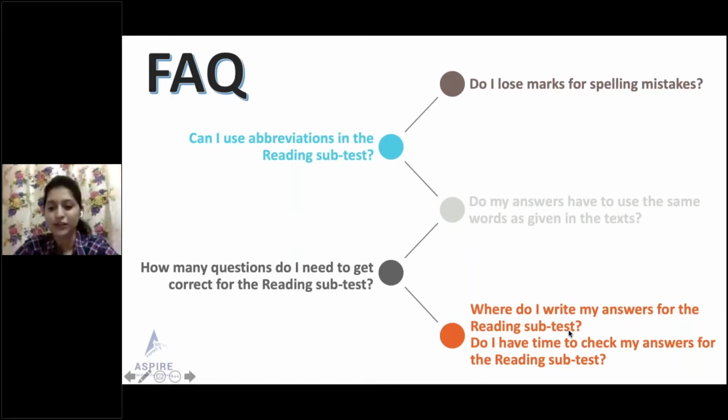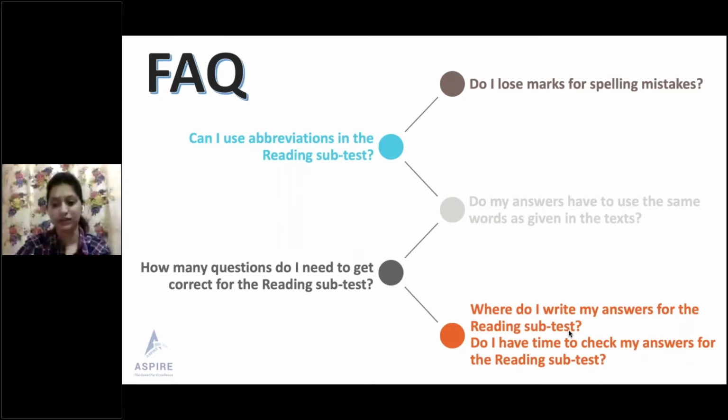Where do I write my answers for the reading subtest? Well, in part A, you should write your answers clearly in the spaces given in the question booklet. Part B and C, again, you shade the lozenge clearly, and this is assessed by computer, whereas Part A is again checked by two expert OET assessors.